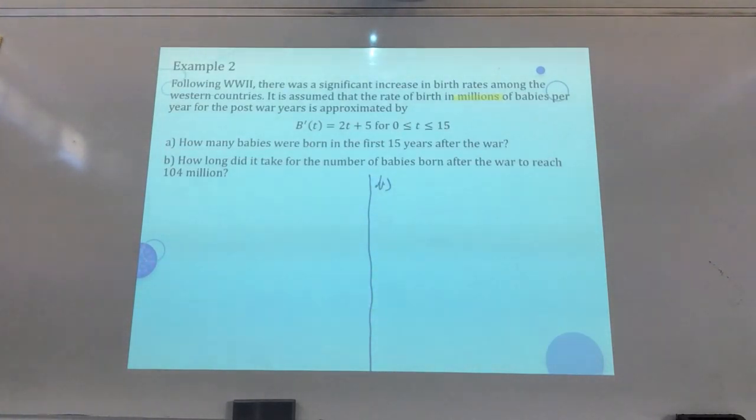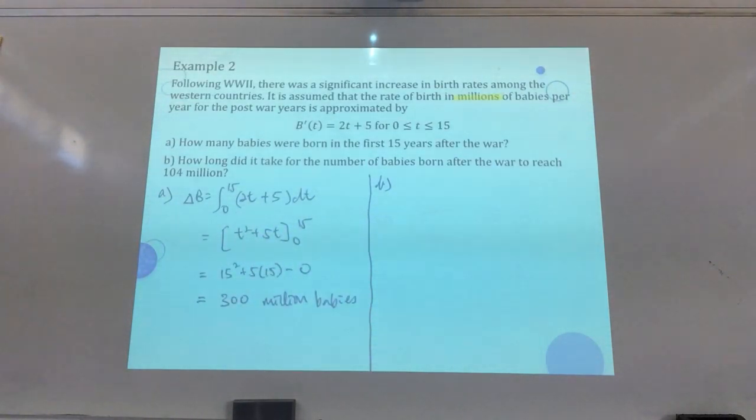Now if you actually integrate that, I wrote down as delta B this time, just to make life a little bit easier for myself. Instead of writing the change in B from 0 to 15. 300 million babies. Yep, 300 million babies. It's all the Western countries. That's, in the big scheme of things, I don't think it's a lot for 15 years. I think that would be the baby boomers era. I really don't know. I think.